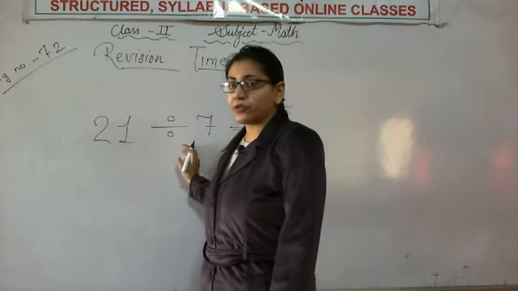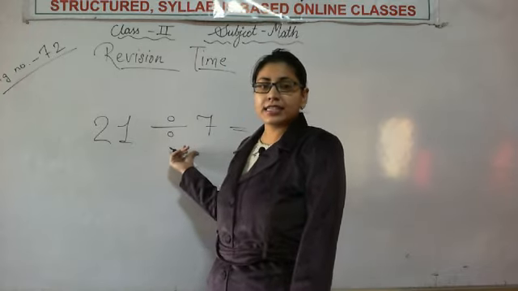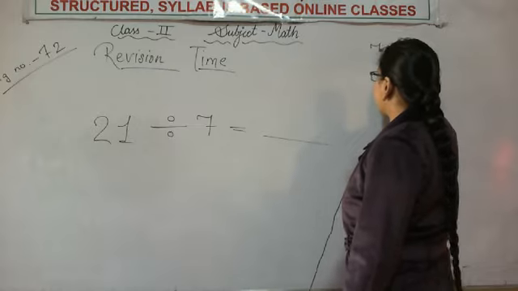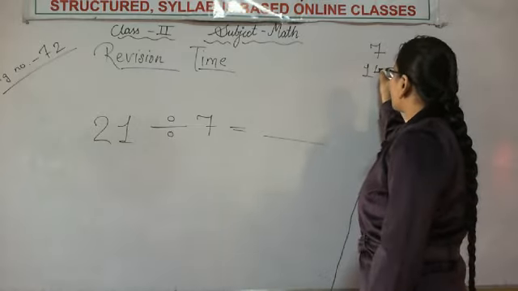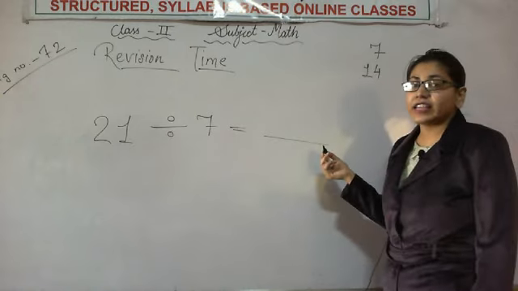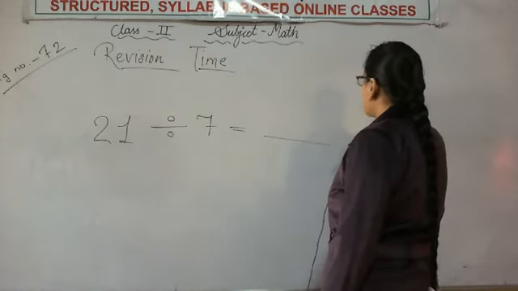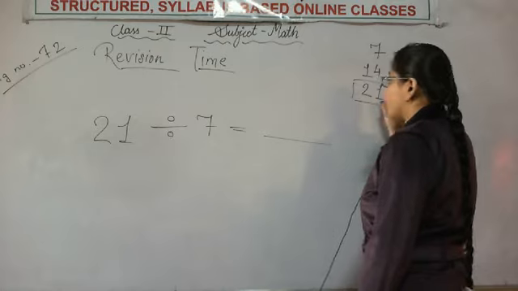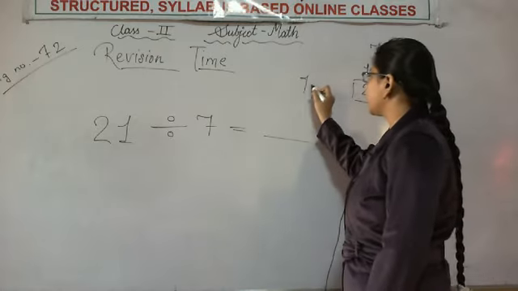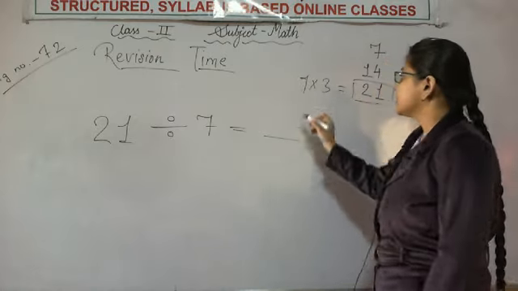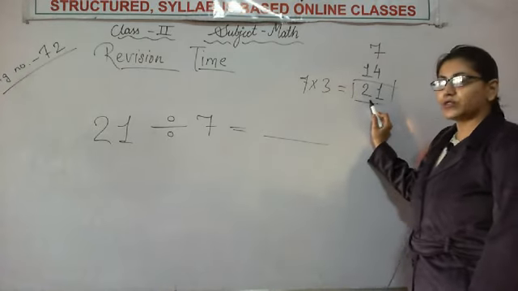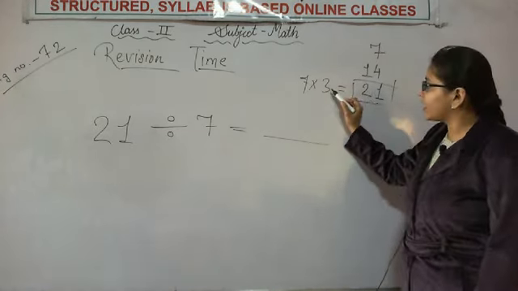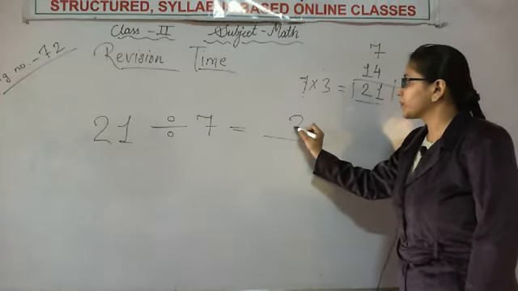For dividing, we need to see the table of 7. So let's see. 7 ones are 7, 7 twos are 14, 7 threes are 21. We got 21. We wanted 21. So in how many times? 7 into 3. 7 threes are 21. 7 into 3 is equals to 21. 21 divided by 7 will be equal to 3.